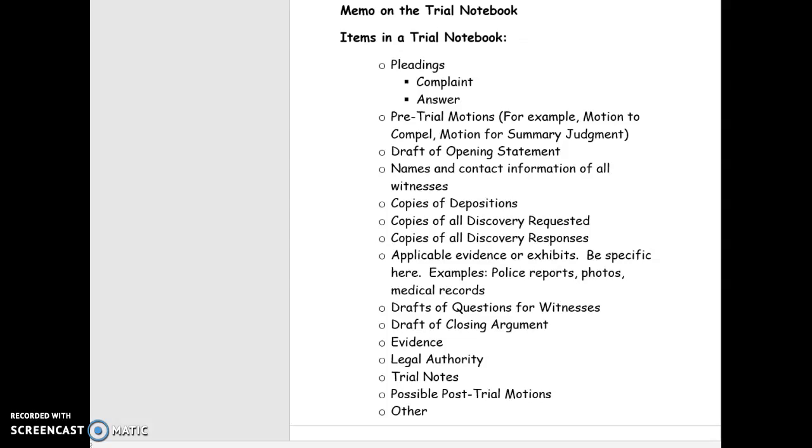Any motions that were pre-trial, and some examples of that would be a motion to compel or a motion for summary judgment, a draft of an opening statement, names and contact information for all the witnesses, copies of any depositions, copies of discovery that was requested, any copies of discovery responses, any applicable evidence or exhibits. I would be specific here. Some examples would be police reports, photos, medical records.